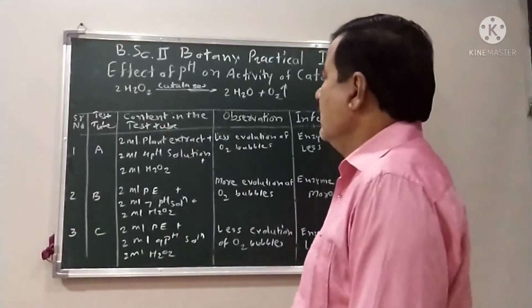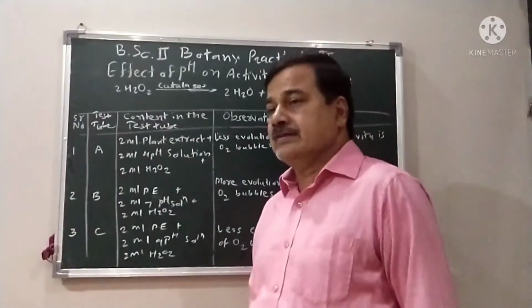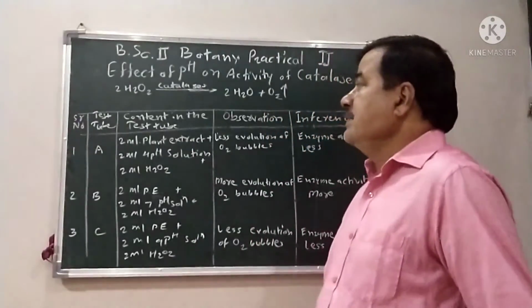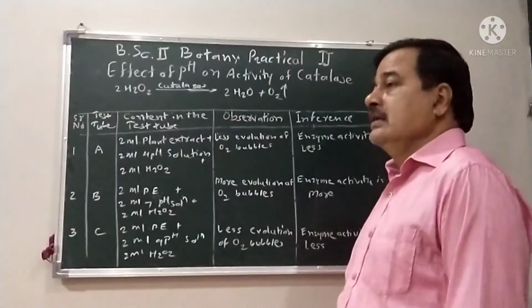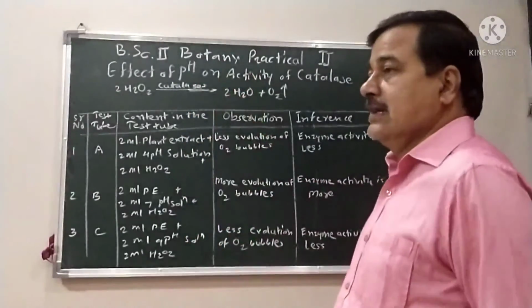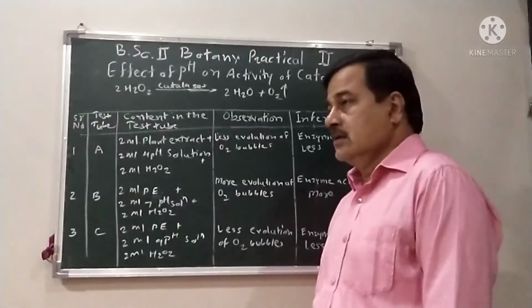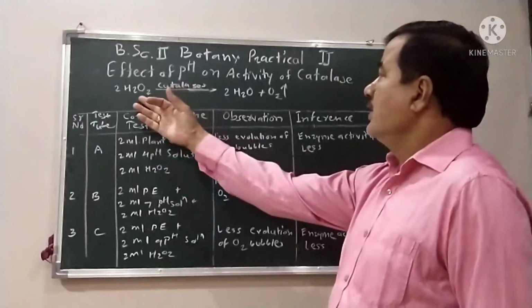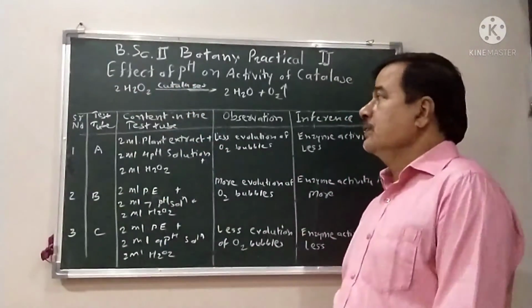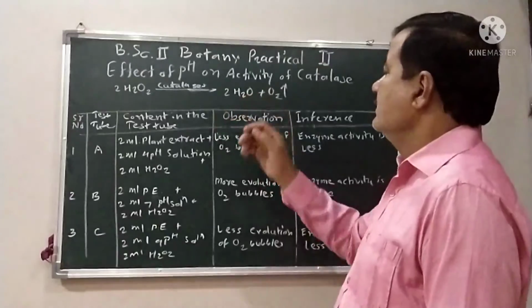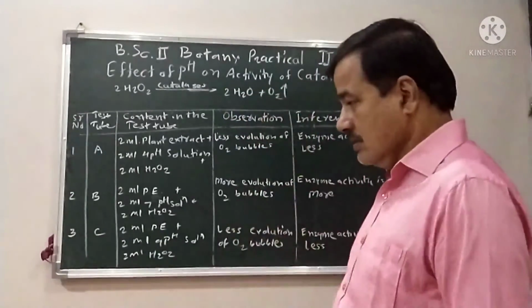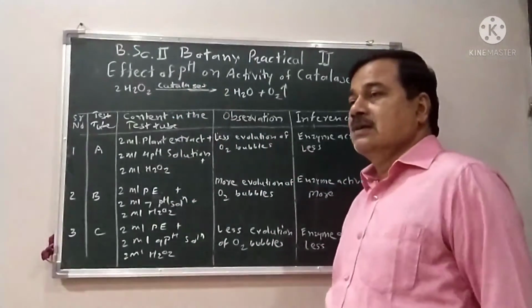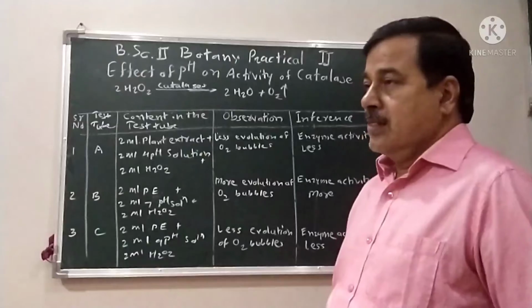Enzymes carry out the biochemical reactions in living organisms, and these enzymes act on a specific substrate. The catalase enzyme acts on a specific substrate, hydrogen peroxide, and this hydrogen peroxide, 2 H2O2, is broken down into 2 H2O and O2, which is evolved into the atmosphere with the help of the catalase enzyme, which is also known as hydrogen peroxidase.